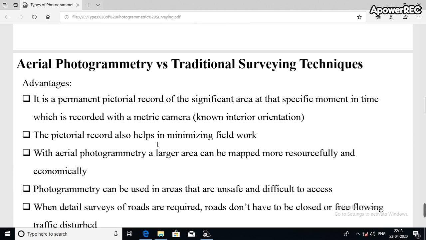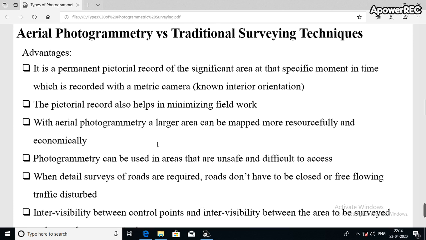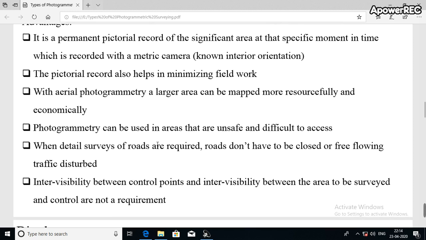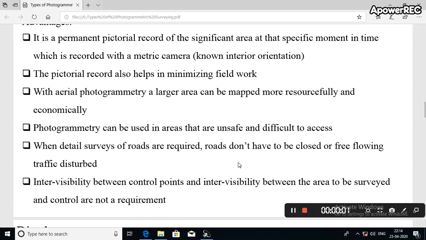Obviously, aerial photogrammetry has some advantages over the traditional surveying methods. These are permanent records. They minimize the field work. A larger area can be captured with economy. These are taken directly from the air, so if an area is inaccessible, then we can easily get the data of those areas with the help of aerial photogrammetry. Also, the intervisibility is good compared to field surveying or conventional methods of surveying.